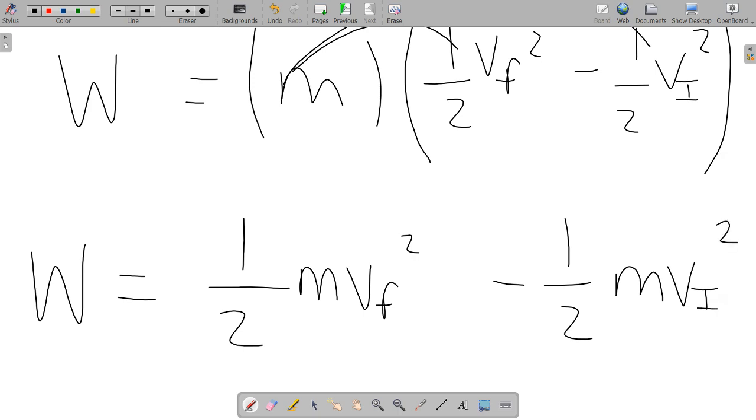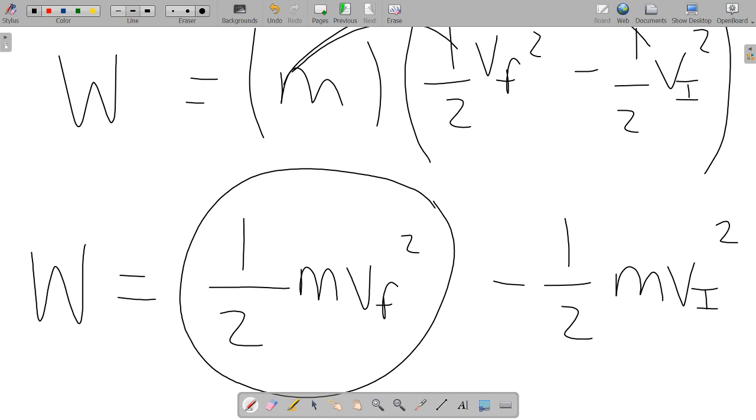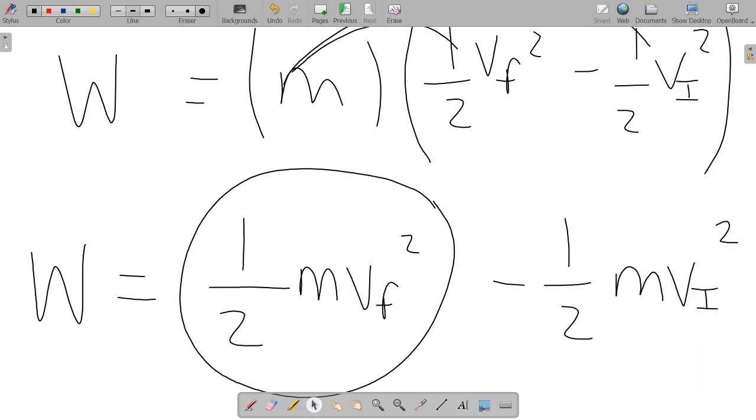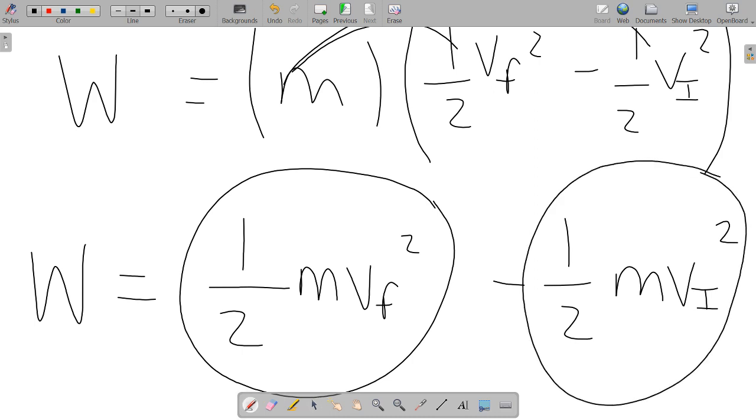Okay? And that's it, guys. That's the derivation. That's eventually what we wanted, because remember what we said before, that anytime you do work on an object, you change the kinetic energy of the object. In other words, work done is equal to final kinetic energy minus initial kinetic energy. Okay? And that's it.